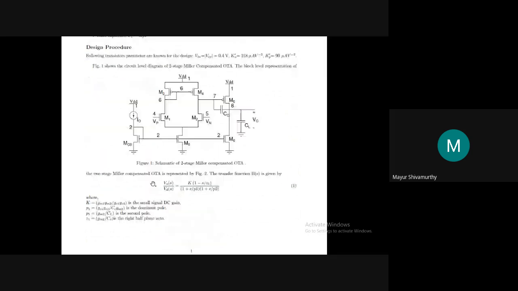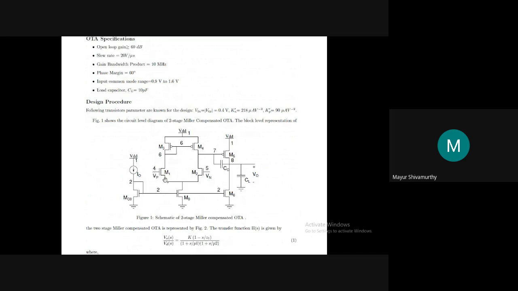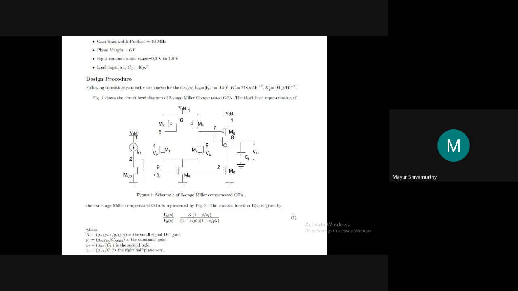minimum common mode input voltage. That is what will be the value of this voltage for which this transistor will remain in the saturation region. Because as this voltage decreases, this particular transistor will get out of saturation and get into the linear region. So what is the minimum value required? We know the input common mode range is from 0.9 volt to 1.6 volts, right? So the minimum is 0.9 volts.